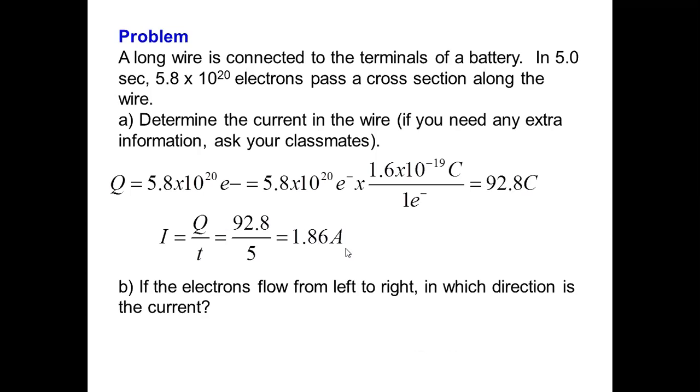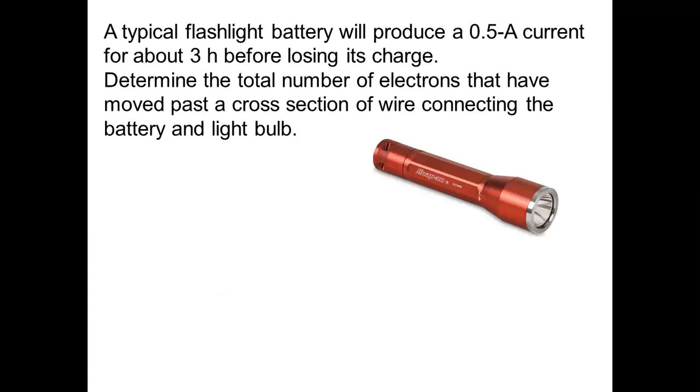If the electrons flow from left to right, which direction is the current? Opposite, right to left. Always remember that electrons flow in the opposite direction of the current. If the current is flowing from right to left, it means that electrons are flowing from left to right.